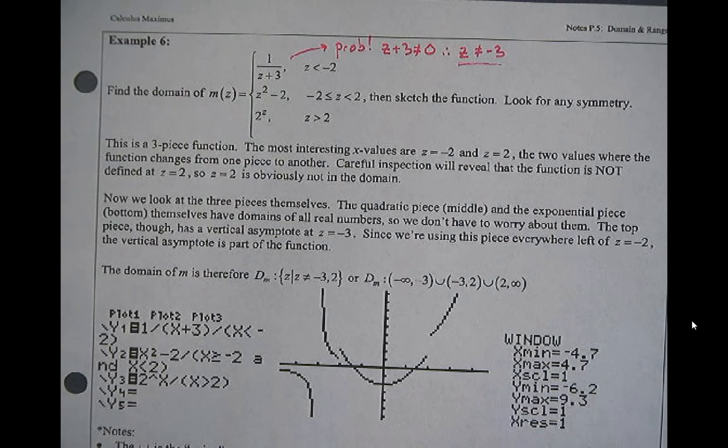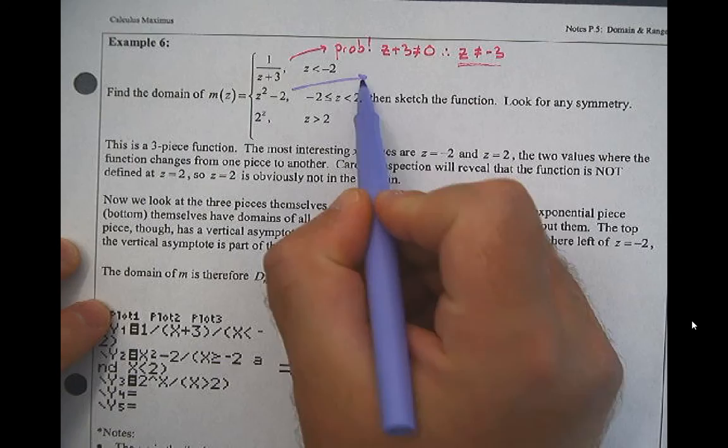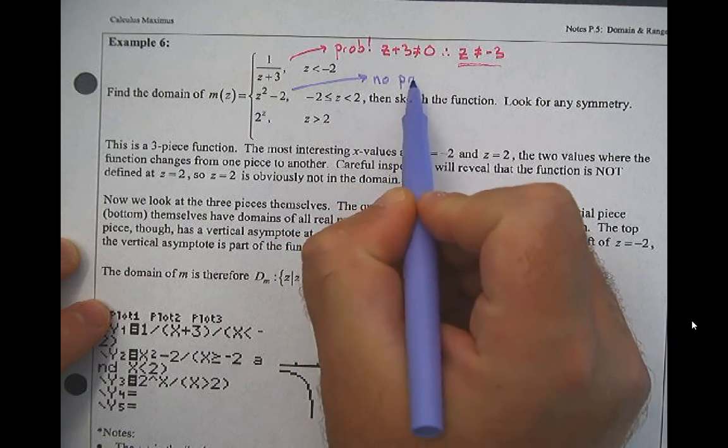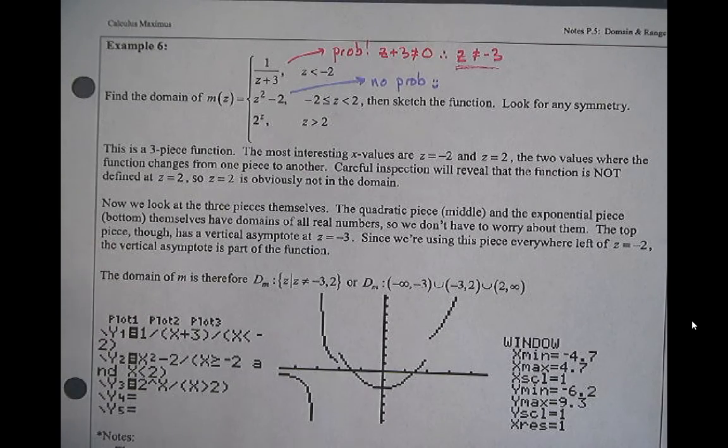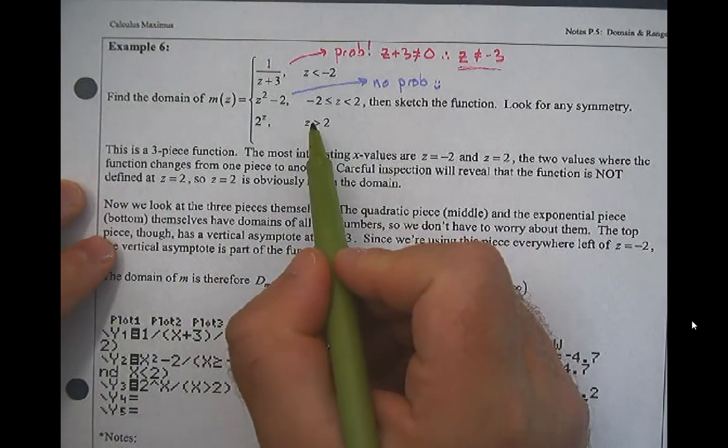Let's look at the next piece. Do we have any problems there? Nope, life is good. No problem there. Look at the last piece. Life is good. No problem here.